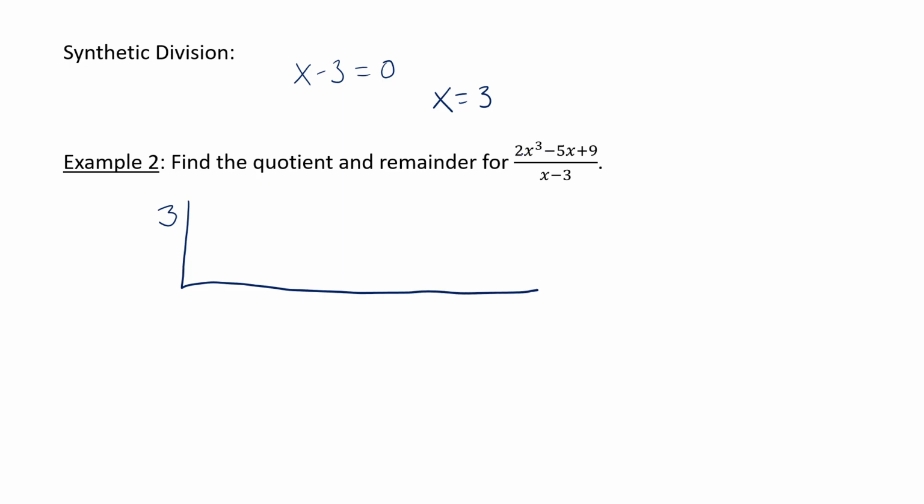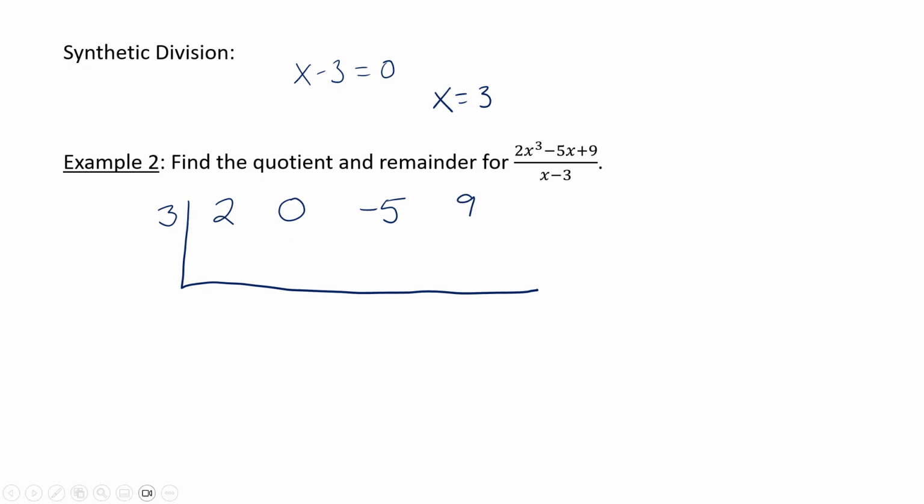Now we're going to take the numbers in front of our x's and our constants and set those up. So we set up a 2 for the number in front of the x to the third. We don't have a number in front of the x squared, so we're going to put a 0. We're going to put a -5 for the number in front of the x, and then a 9 for our constant.